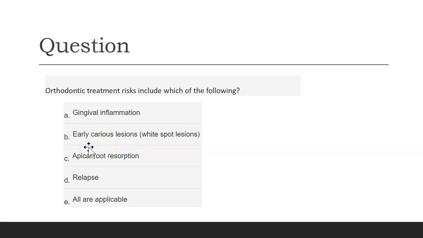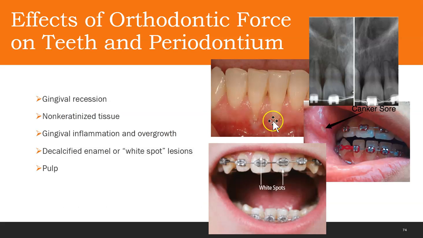If you don't brush your teeth and do proper oral hygiene, you can get white spot lesions, and I'll show you a picture of that. In some people, you can get apical root resorption, which I'll show you, and you can get relapse. After your ortho, if you don't wear your retainer, for example, the teeth have memory and they will shift back to their original position. There's also recession. Recession can happen as well.